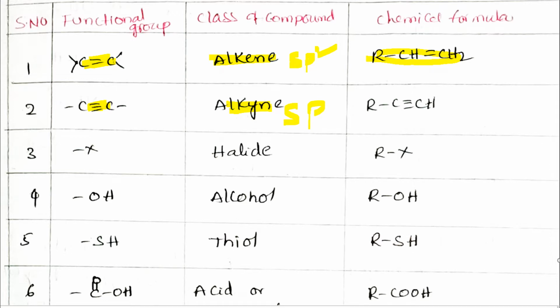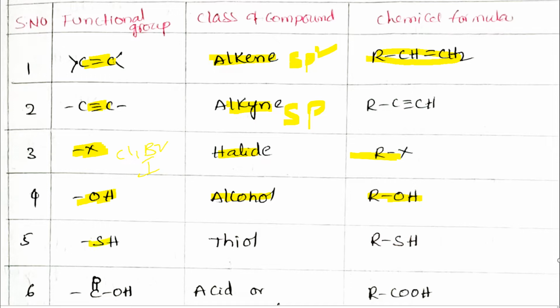If a compound has X, which indicates a halogen, whether it may be chlorine, bromine, iodine or fluorine, those are known as halogens. So if a compound has a halogen, it is known as a halide. The general example is RX. Similarly, OH is known as alcohol. The compounds which contain OH as a functional group are known as alcohols.